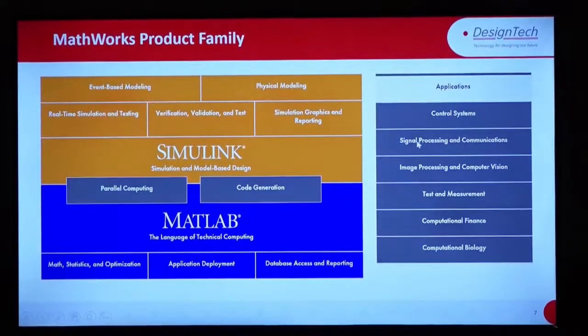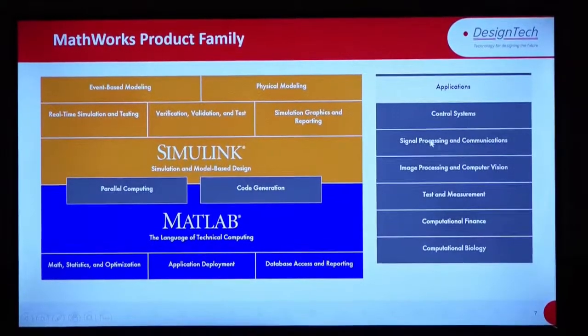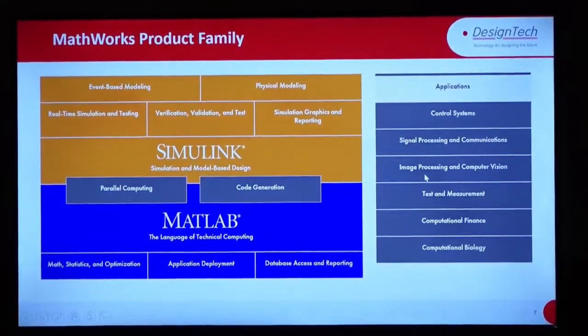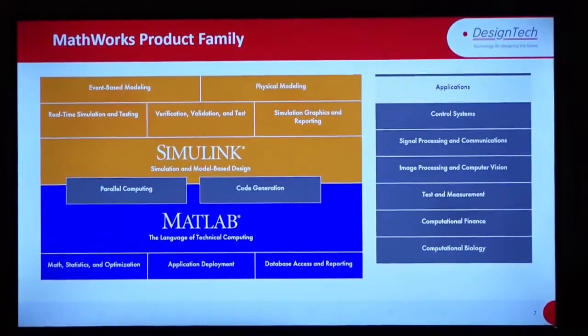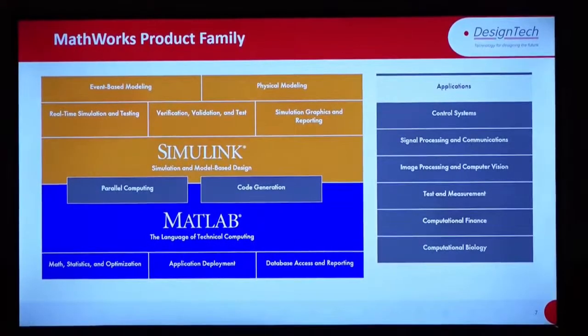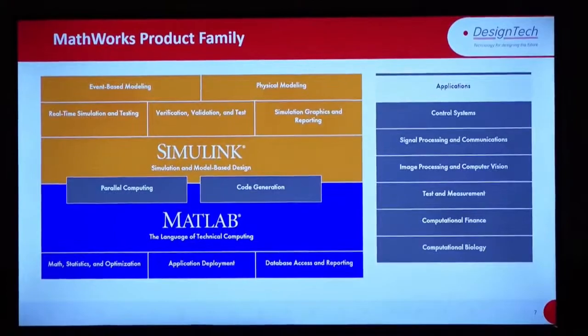For example, for the control, for the signal processing and communications. If we talk about image processing, computer vision, we have the library for that. Other libraries will be like the artificial intelligence for AI and data science. There are libraries like deep learning, machine learning, curve fitting, and all those libraries come in that section. Even from computational biology to computational finance, we have some other libraries for these applications.